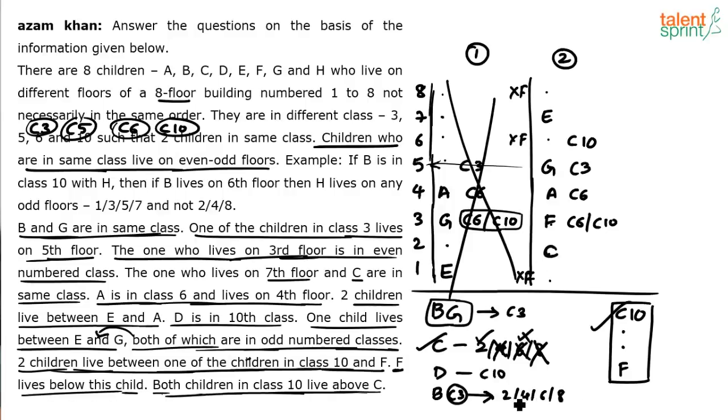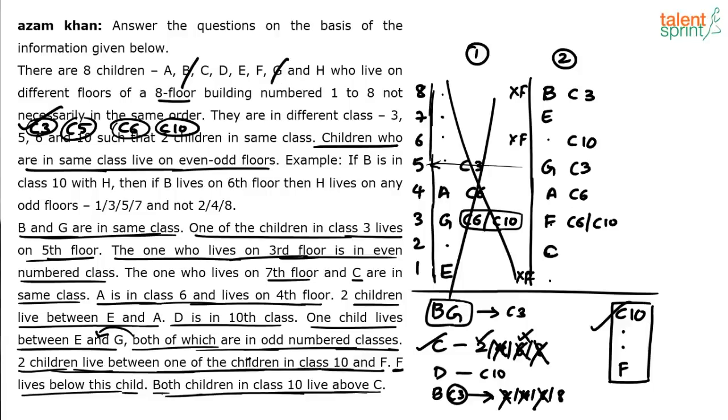2nd floor is blocked by C, not possible. 4th floor is blocked by A, not possible. 6th floor is also not possible, because 6th floor is for the class 10 fellow. B is in class 3, so 6th floor is not possible. Which means B has to come on 8th floor. So B comes on 8th floor. And B is in which class? 3rd class, C3. So B and G in 3rd class is done.